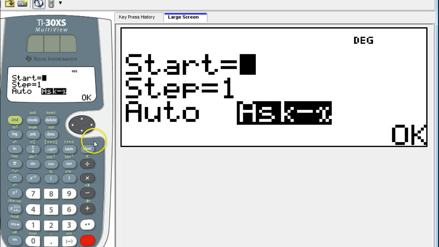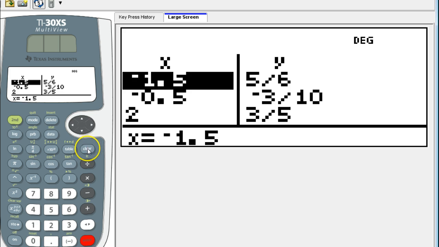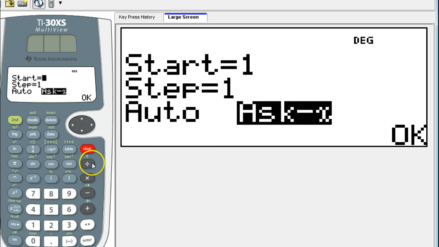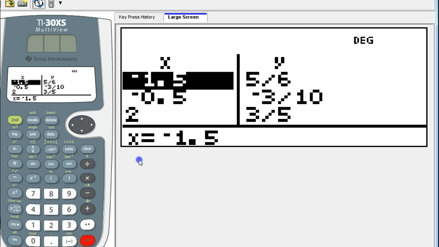Okay, so we are ready to go. Now, I am in ask mode right now, which I highly recommend because it's good for fractions and decimals. It doesn't matter what these are, I'm just going to type over them.